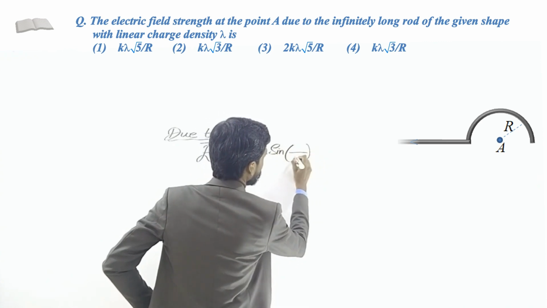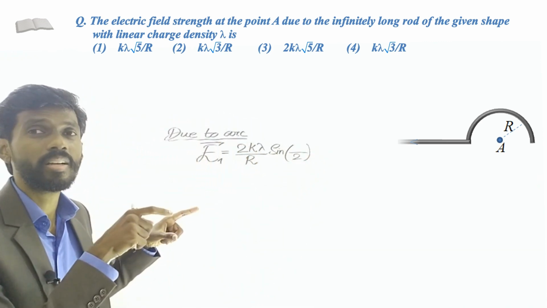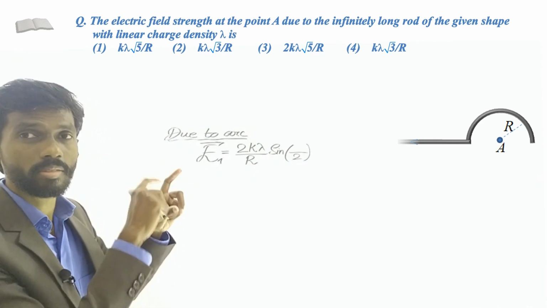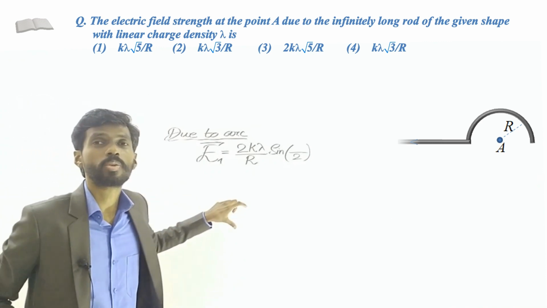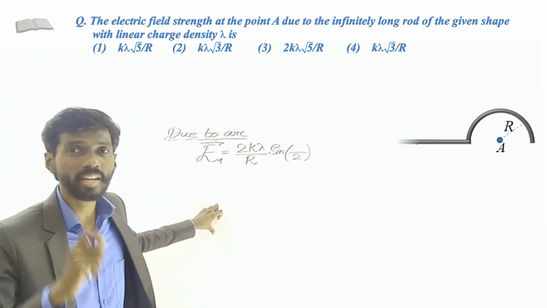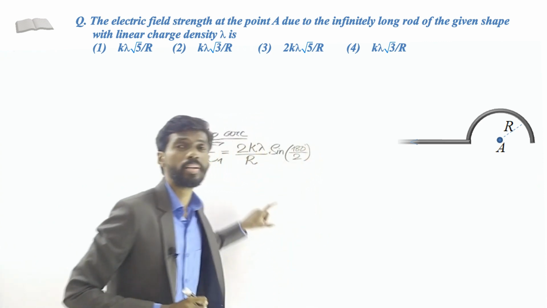So theta is the angle subtended by the arc at the center. But this is a semicircle, so that subtends angle 180 degrees, right? Because the total circle subtends angle 360 degrees. This is half of the circle, so this subtends angle 180 degrees. So theta here is 180 degrees. So this is the magnitude of the electric field due to the arc.